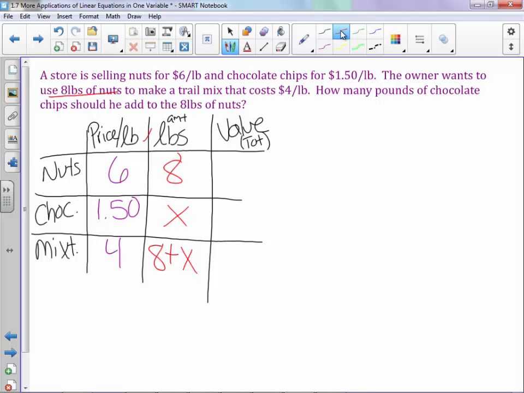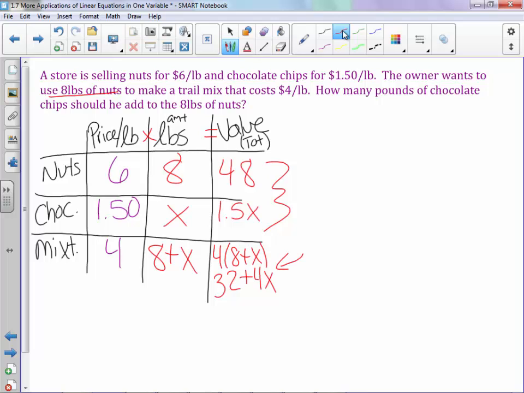Value is just the price times the pounds. So 6 times 8 is 48. 1.5 times x is 1.5x. And then this is just going to be 4 times (8 plus x). If we want to go ahead and distribute that, 4 times 8 is 32 plus 4x. And now, total, we're adding our nuts and our chocolate chips to equal our mix. So we've got the value of the nuts plus the value of the chocolate equals our total value that we're adding them together, or our mixture.